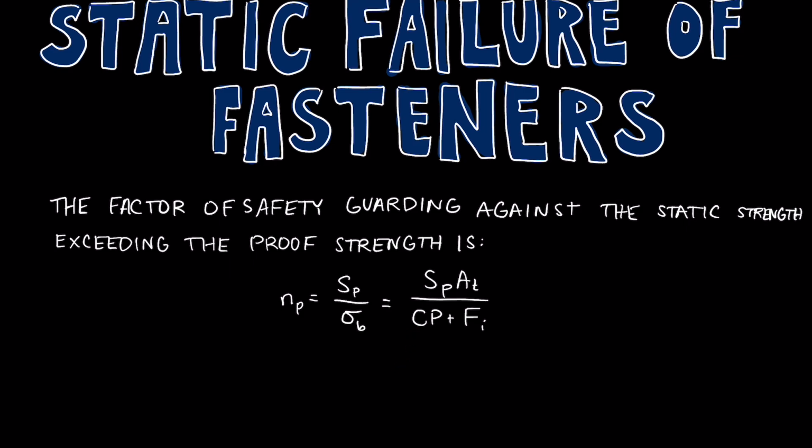It is common for us to load a bolt pretty close to the proof strength, and so this yield factor of safety is often not much greater than 1. And because of that, we often will use a different factor of safety to indicate yielding, and that one is called the load factor.